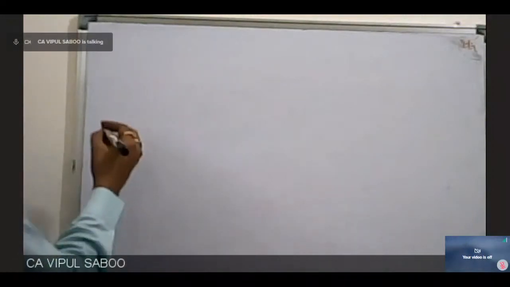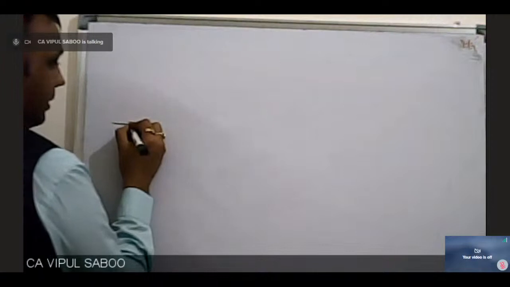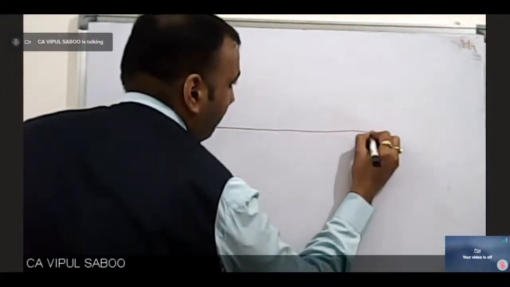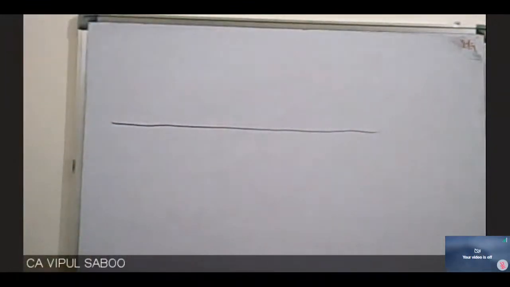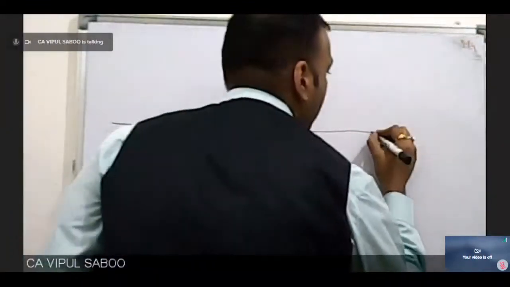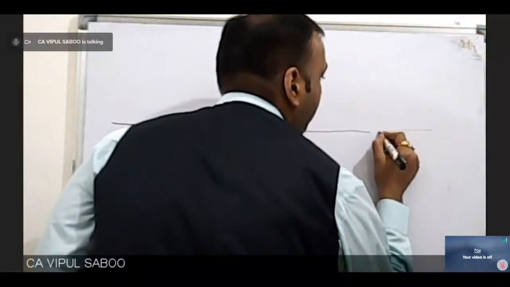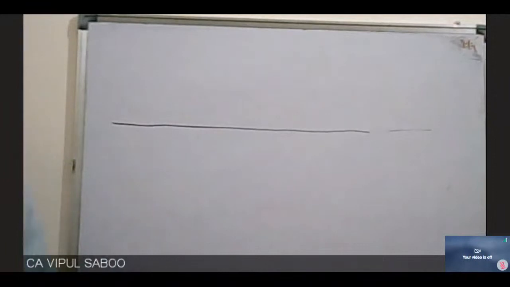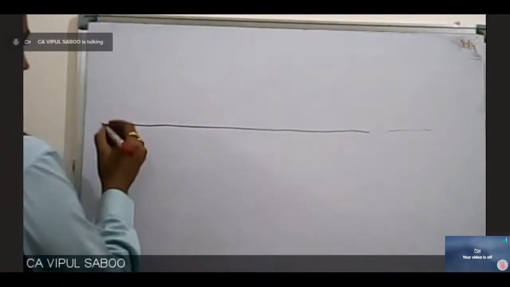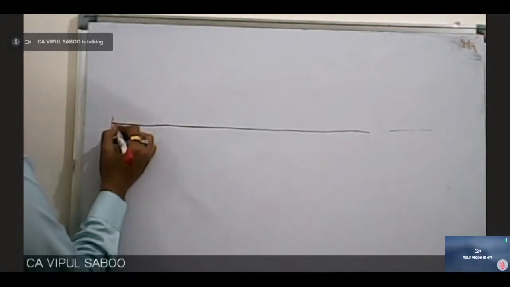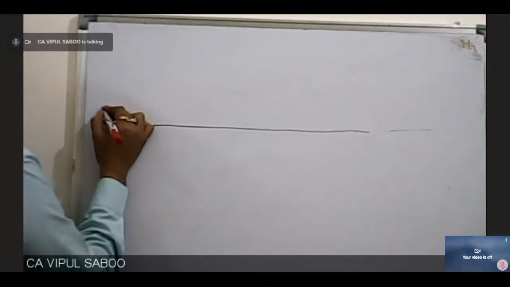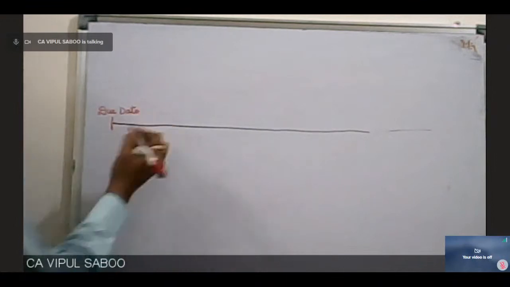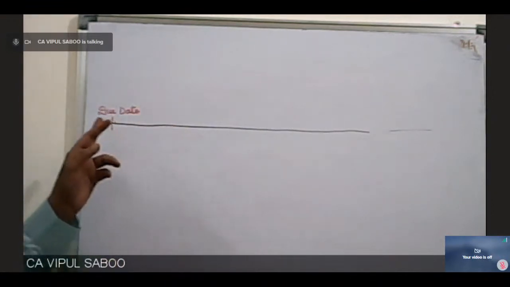So this is my timeline. Right? This was my due date. We start with the due date. Okay? This was my due date. Is the font okay, or should I increase it?